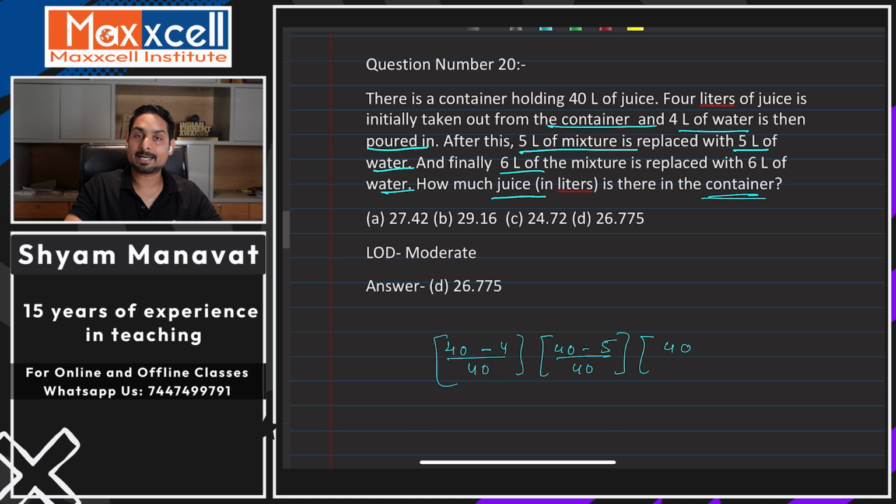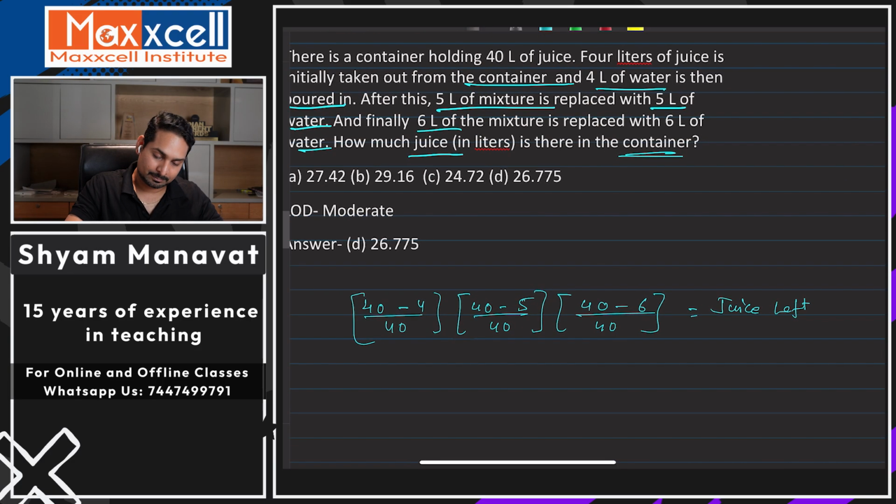Yeah, x minus y by x raised to n if we repeat the same quantity, or multiply with the different numbers if the quantities are different. Quantity of replacement is different. Okay. So ऐसा कुछ दिखना चाहिए. This should be equal to juice left now divide by total.